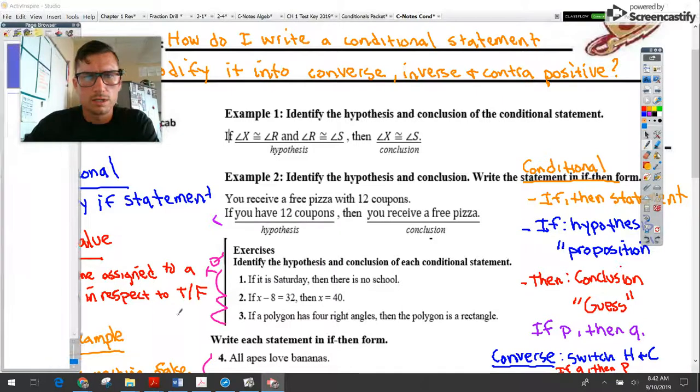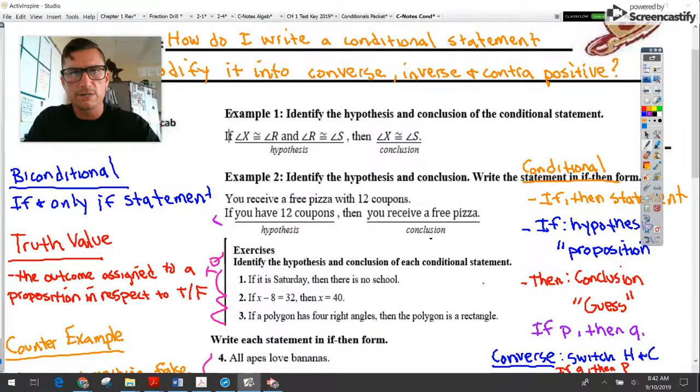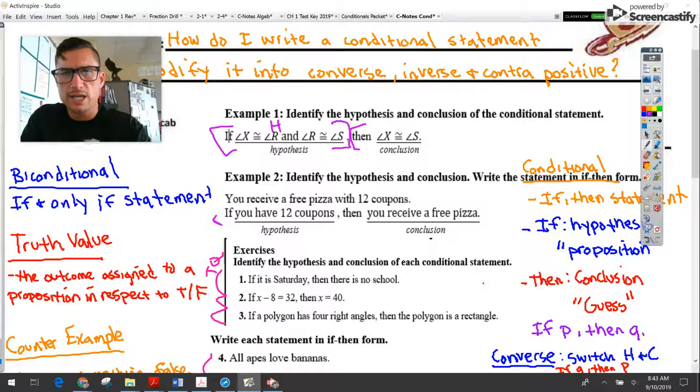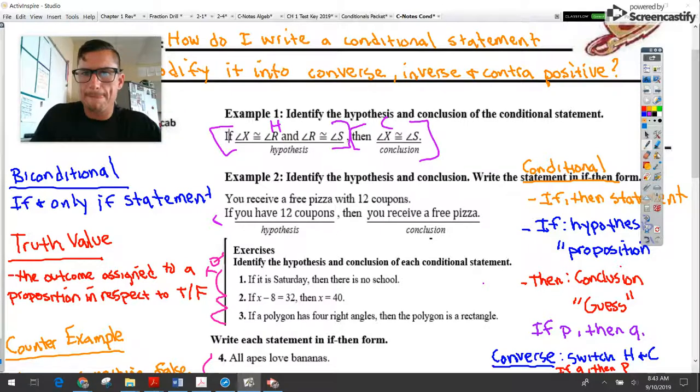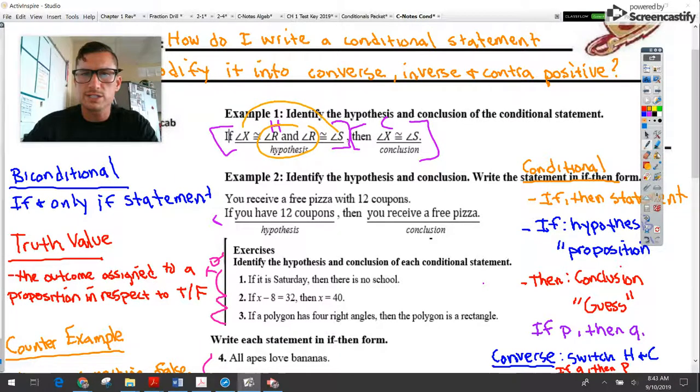So let's just break down real quick on here. All right, so got my pen now. The first thing let's look at is this first one, and we're going to identify the H and C. So if angle X is congruent to angle R, and angle R is congruent to angle S, that would be the hypothesis. And usually I bracket and put H there. Then angle X is congruent to angle S, and that would be our conclusion. So what they're saying there is just the transitive property, about building a bridge from X to S through R. And that's actually the transitive property.